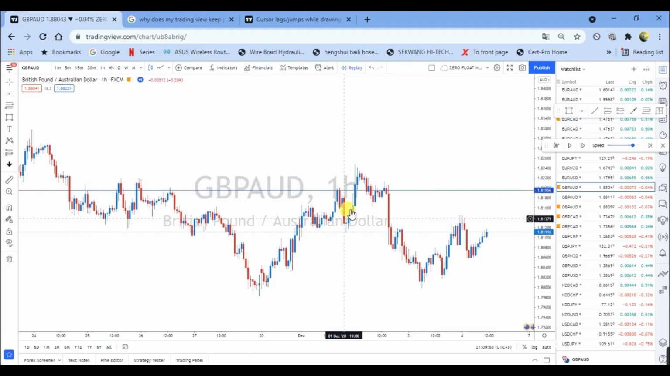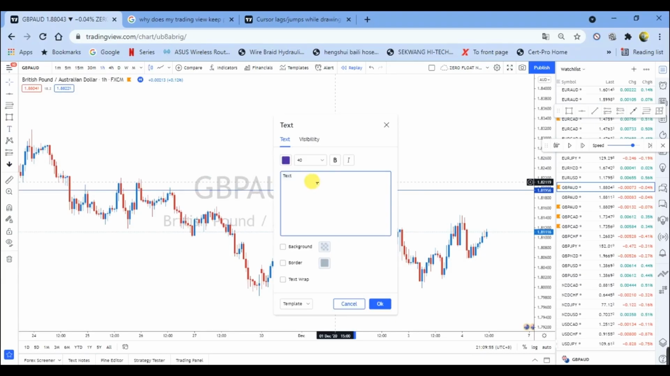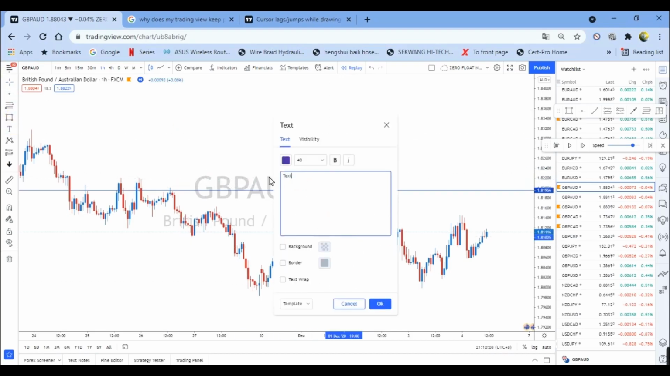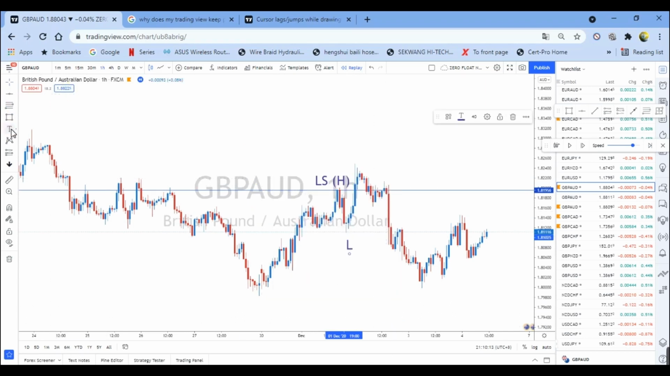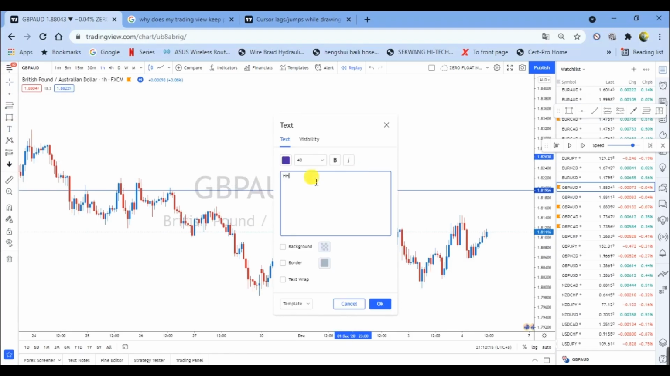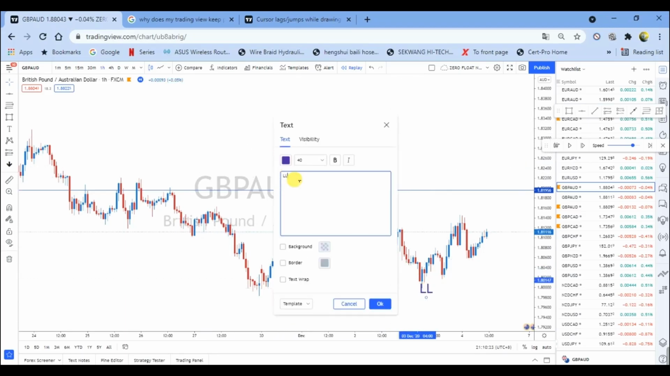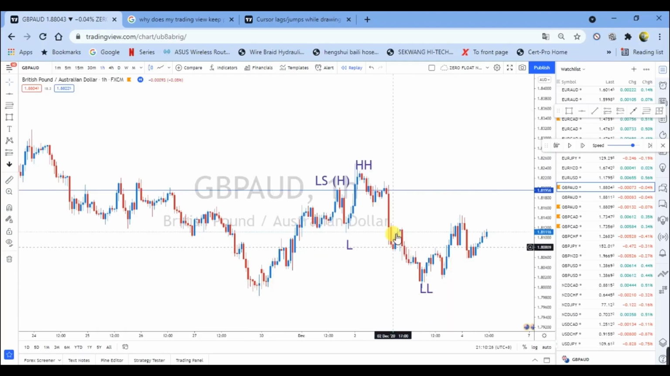This is our structure: high, low, higher high, lower low. Let me mark the structure so that you can have a clear view of it. So this is our left shoulder. Okay, our left shoulder, I will mark it as a high. LS is left shoulder. So we have another here, which is the low. Then this is the higher high. This is the lower low. Okay, so now we have the structure.